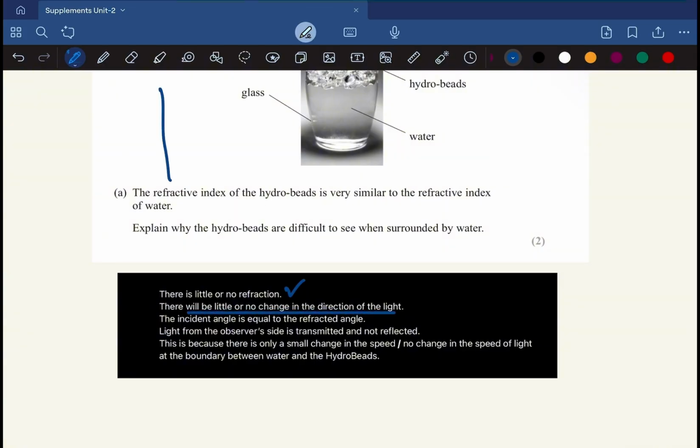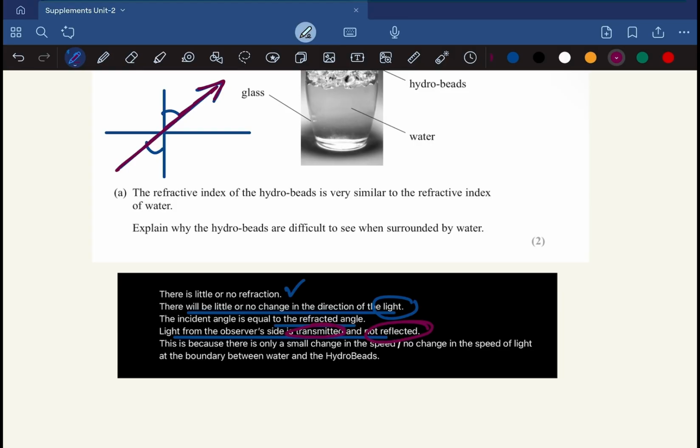The light was going straight through the origin. It was going straight like this. There was no change in the direction of the light. The incident angle is equal to the angle of refraction, and light from the observer side is transmitted and not reflected. This light goes straight. It is not refracted or reflected, it is transmitted, so it goes straight.